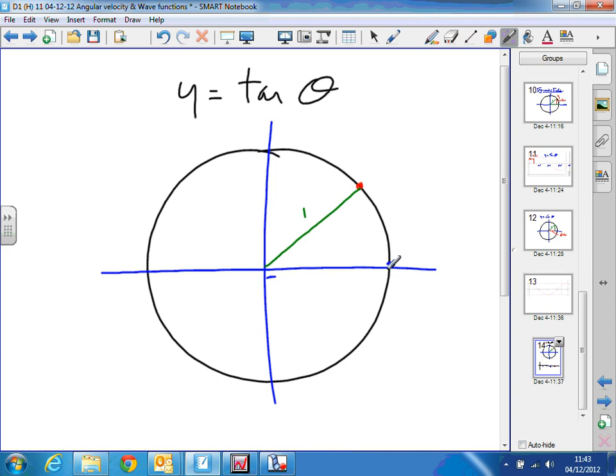Because there's no distance along this x-axis, and that has a consequence. So at this point I'm dividing 0, because that's no distance up the y-axis, by the distance along the x, which is just 1. What's 0 divided by 1, or 0 divided by anything? 0. So the tangent of 0 is 0. Question for you now, I come round here. At which point will the tangent of the angle be 1? At what angle has got a tangent of 1?